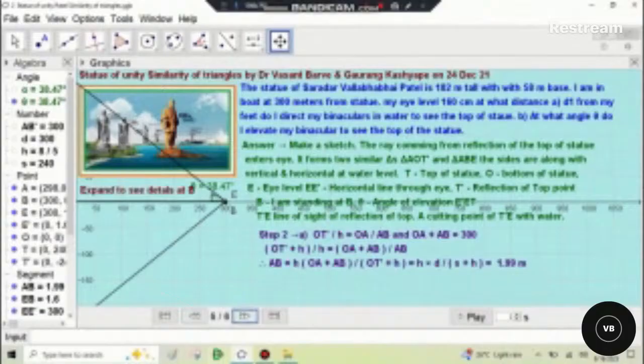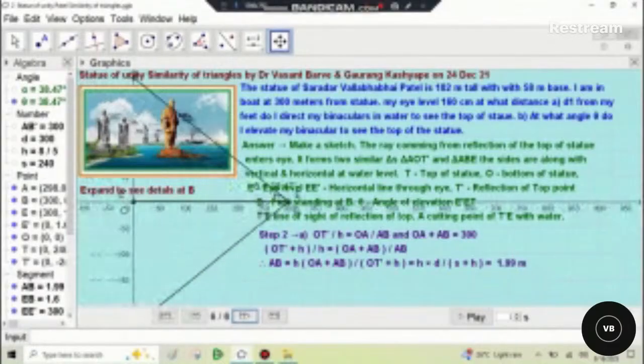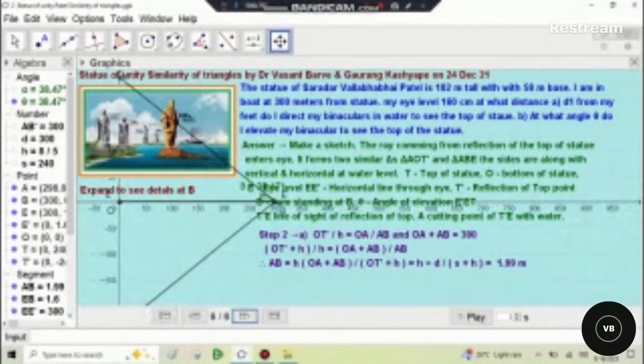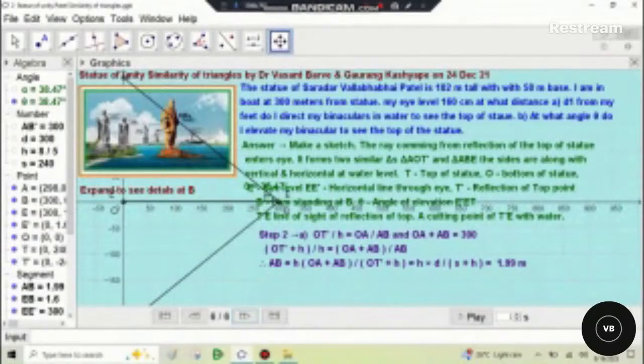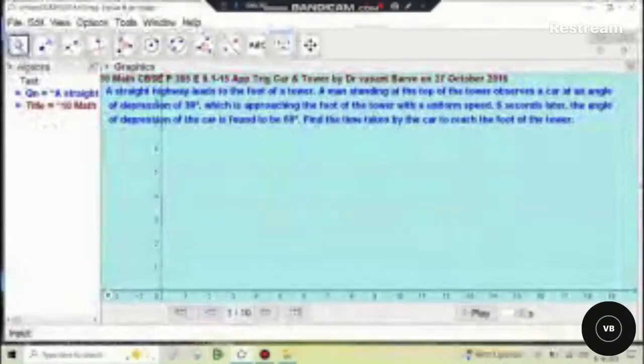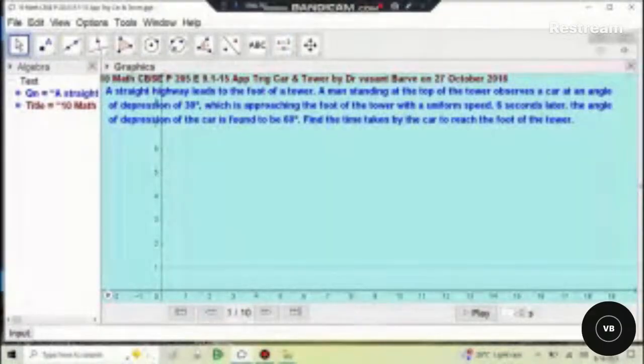Right. So I have shown you the expanded thing. I mean, we should be proud of this particular statue. So every book has the Minar. So I thought, why not we take this now for our trigonometry problem or similarity problem. Let us tackle one more problem of application of trigonometry.